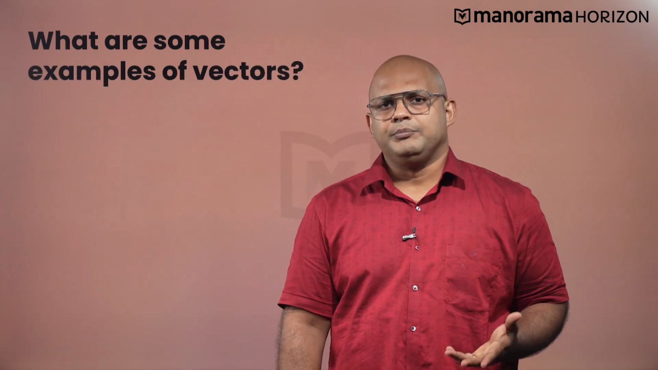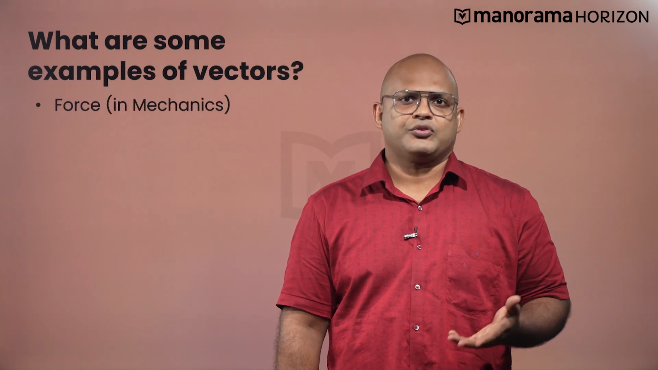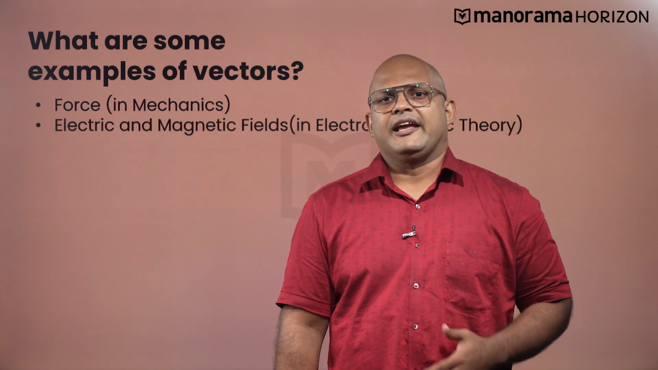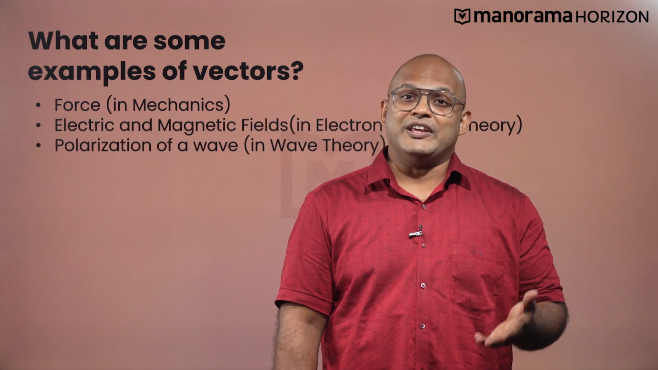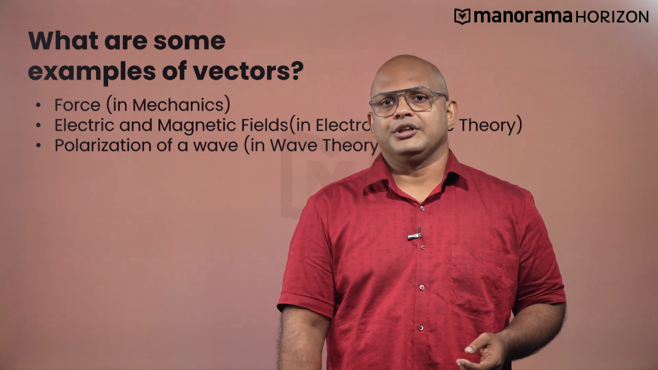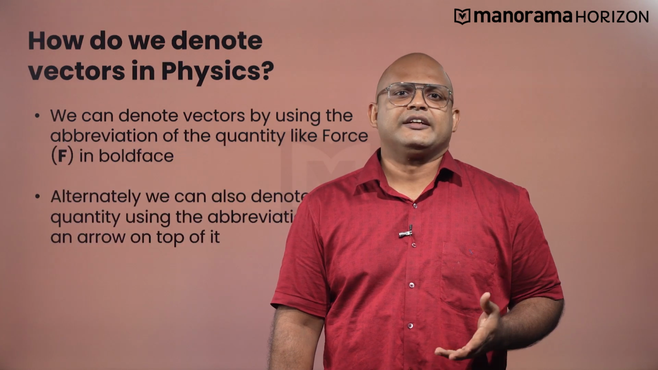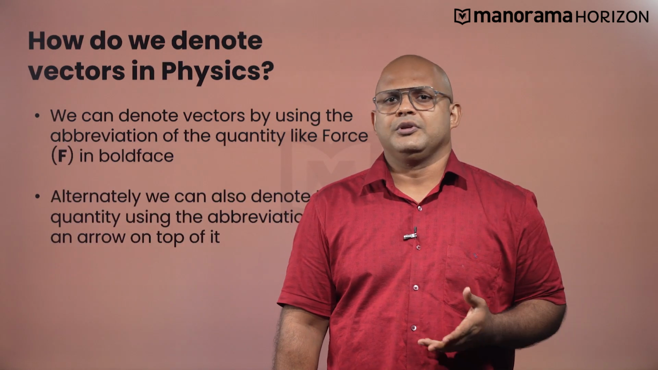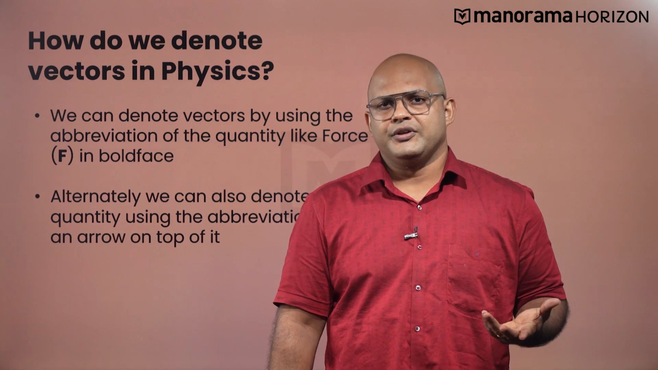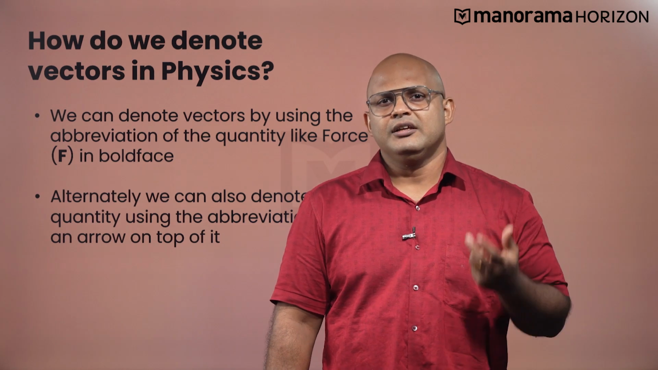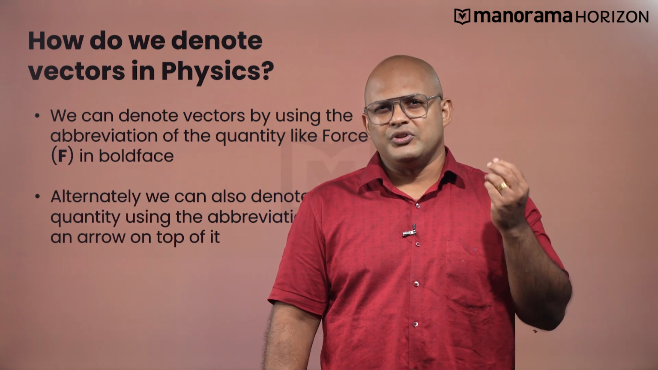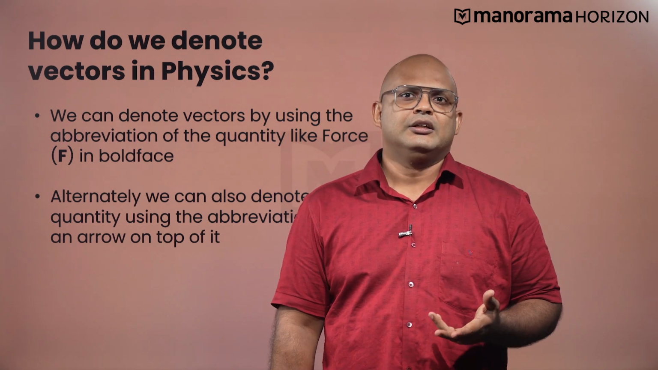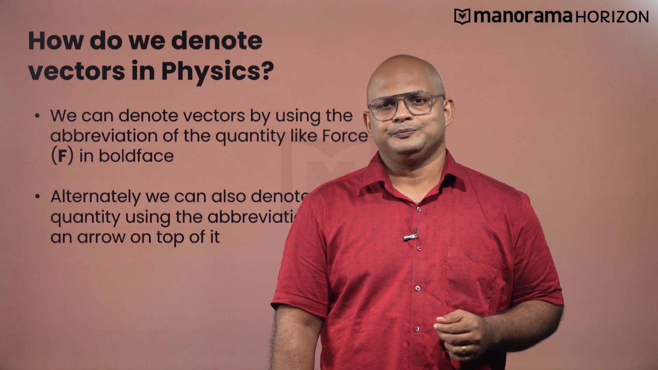What are some examples of vectors? Force is a vector. Magnetic and electrical fields are vectors. The polarization of a wave is a vector quantity. How do we denote vectors in physics? There are two popular ways. One is using boldface, so you write down the vector quantity, the first letter in bold, or the more common method is to use a small arrow mark above the letter used to denote the vector.